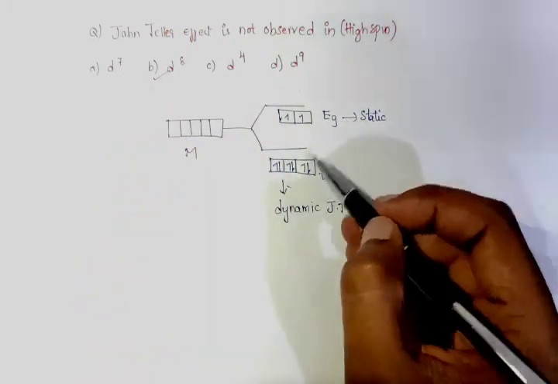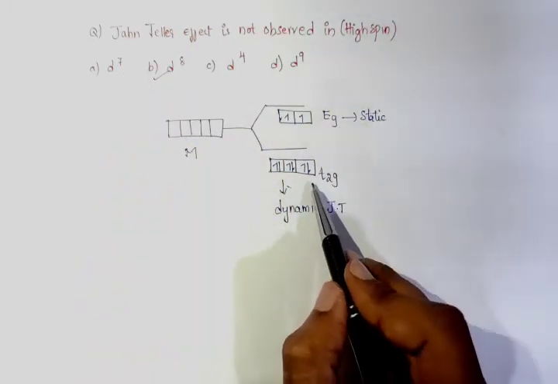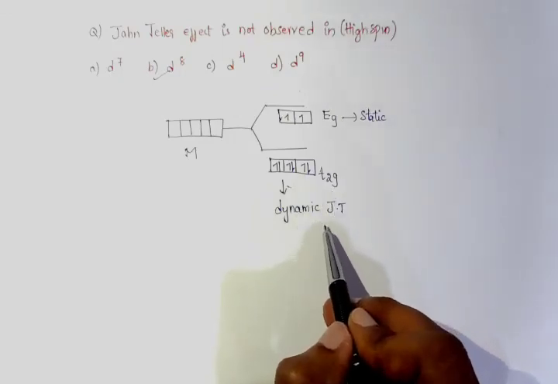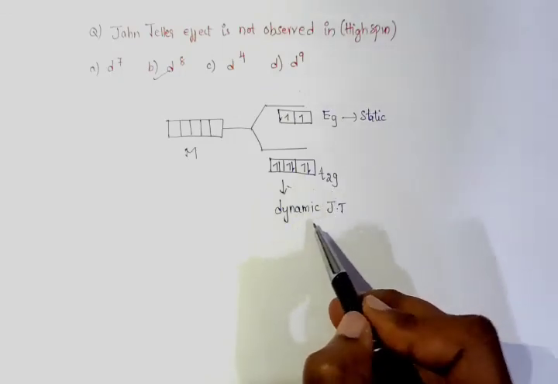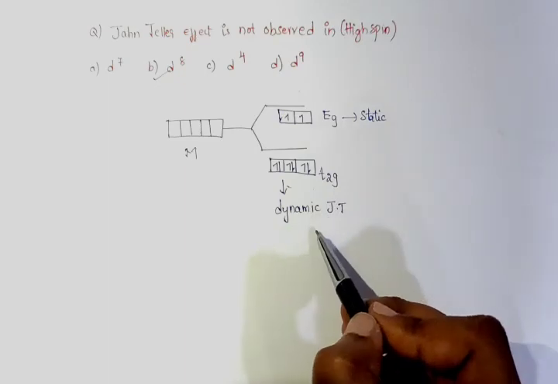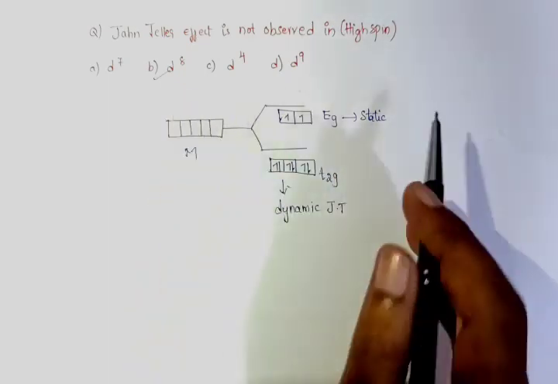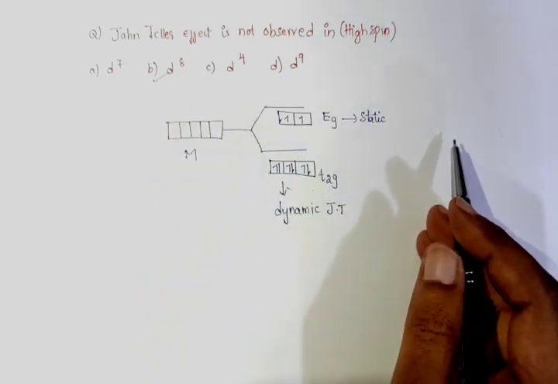You can check all the remaining cases. d7 means less by 1 electron, so t2g will be unsymmetrically filled. Then it is called dynamic Jahn-Teller distortion. Till now they haven't asked about static or dynamic ones. You can just remember it as Jahn-Teller distortion. So I hope this answer is very clear to you.